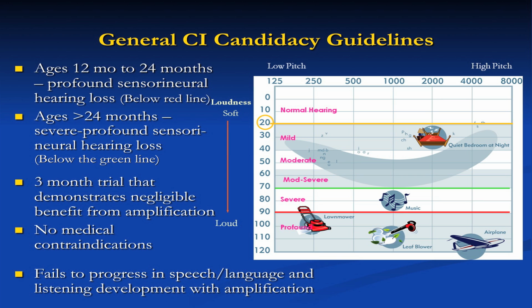But what we need to have is that you demonstrate need that hearing aids are not providing enough information for either a child to develop speech and language or for an adult to understand speech over 50% of the time. We also look to make sure there are no medical contraindications, such as the cochlea is fully formed, there is not anything that would block the insertion of that electrode array.